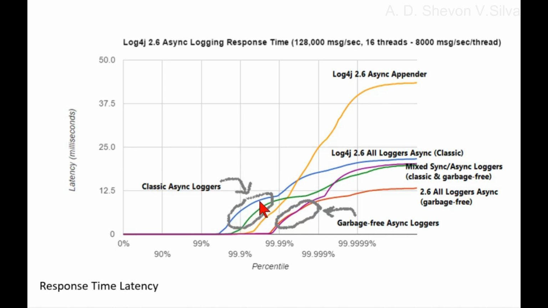Here you can see the Log4j 2.6 all loggers async classic, and here the mixed sync and async classic and garbage free. Here the Log4j 2.6 async appender. Here the 2.6 all loggers async garbage free. Here the percentile, and here the latency in milliseconds.